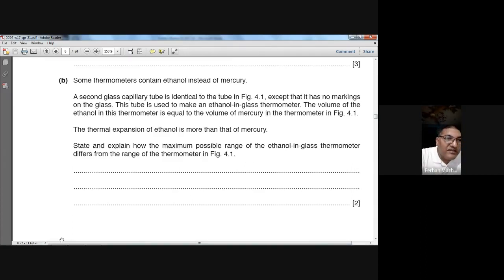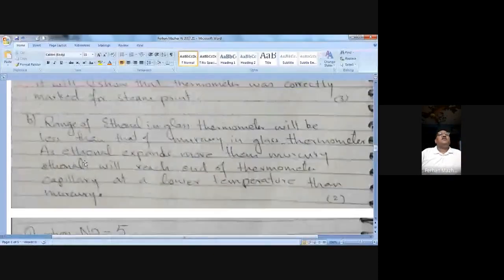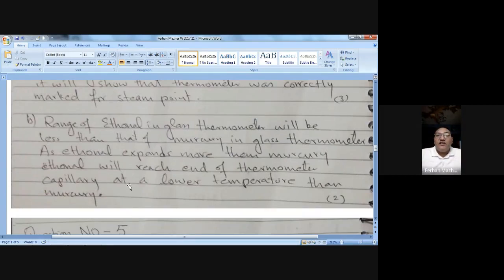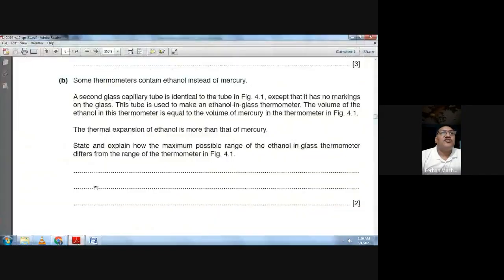It's a two-mark question. Let me read you my answer. I have also written this answer. The B part is on your question number 4. Range of ethanol-in-glass thermometer will be less than that of mercury-in-glass thermometer. As ethanol expands more than mercury, ethanol will reach the end of the thermometer capillary at a lower temperature than mercury. I hope you have understood this. Okay, so now we are moving to the next question, which is question number 5.